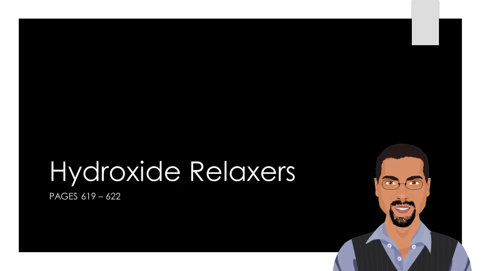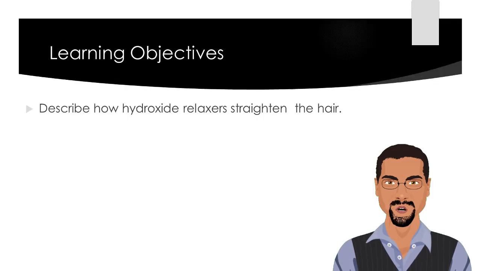As we enter our lesson on hydroxide relaxers, keep in mind that while the application techniques and the objective of hydroxide relaxers and thio-relaxers may be the same, their chemical compositions are completely different and will have different effects on the hair. Our learning objective for this lesson is to describe how hydroxide relaxers straighten the hair.